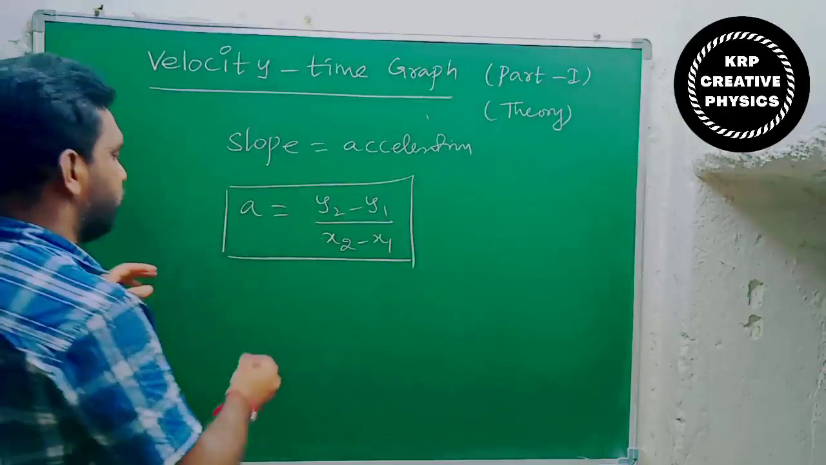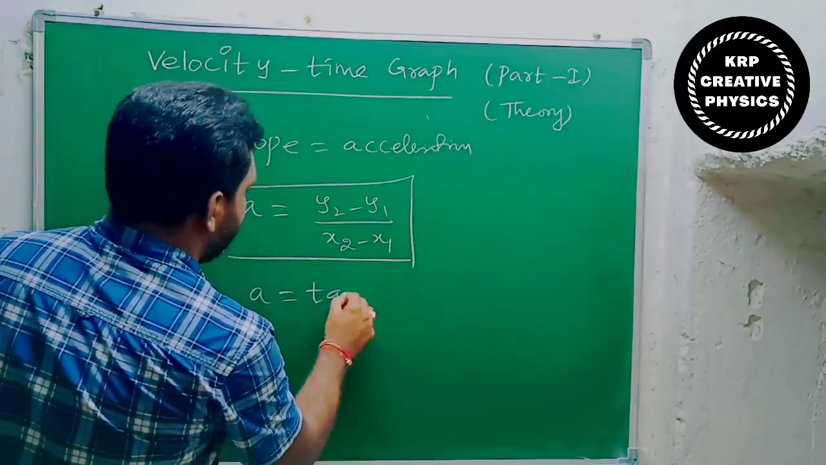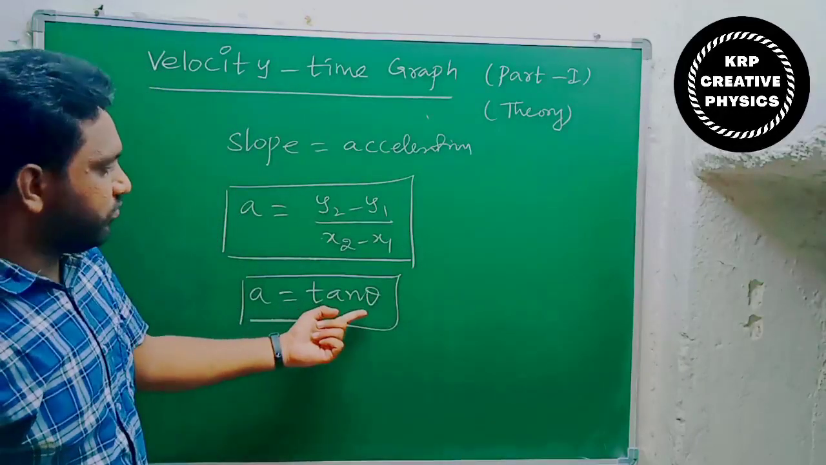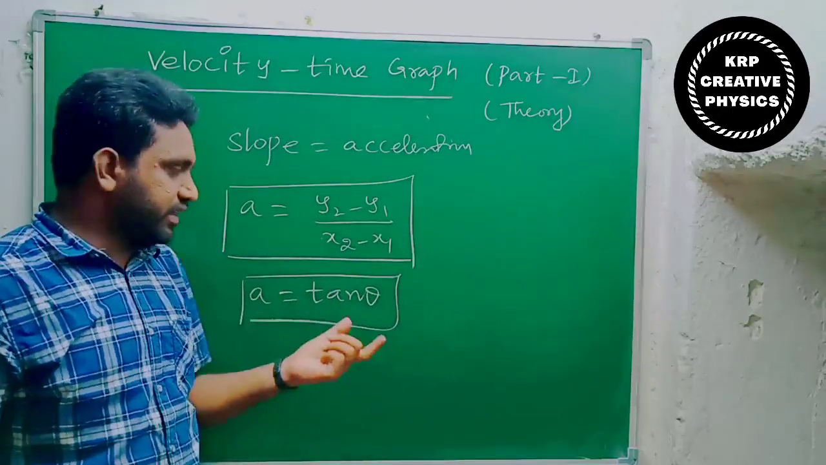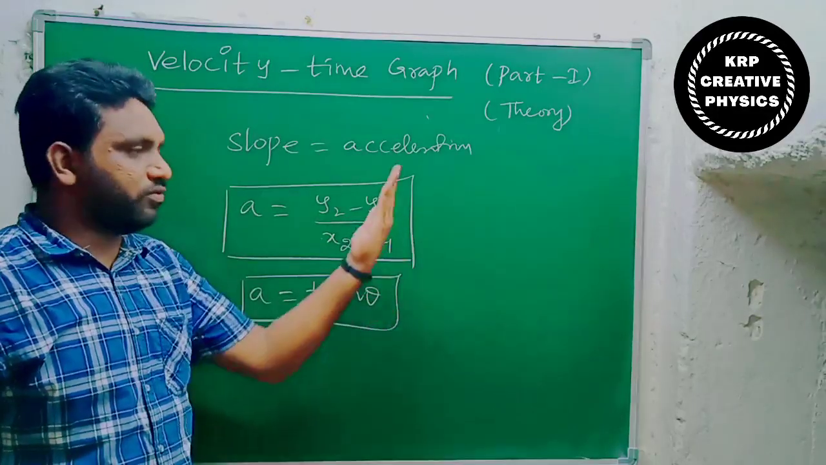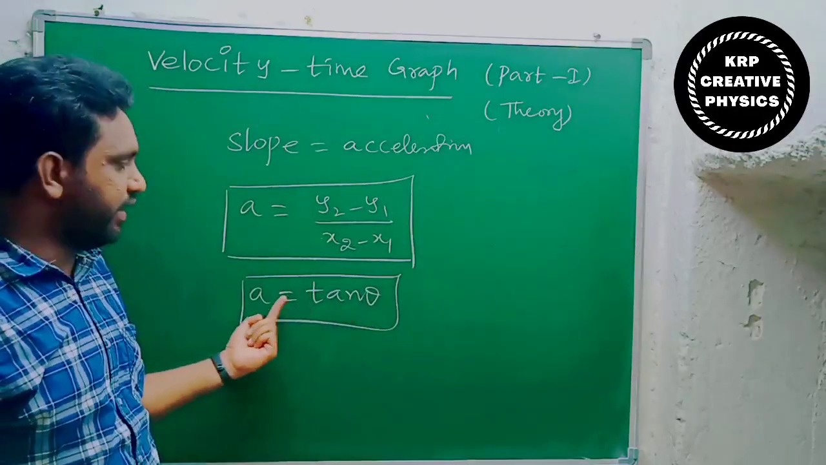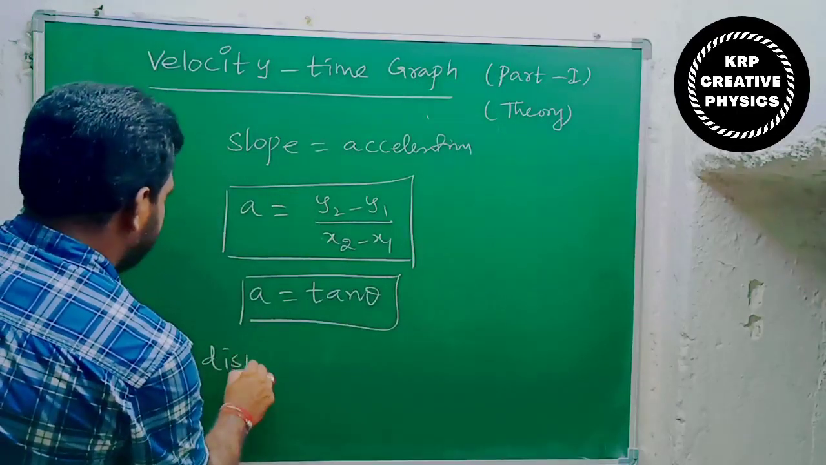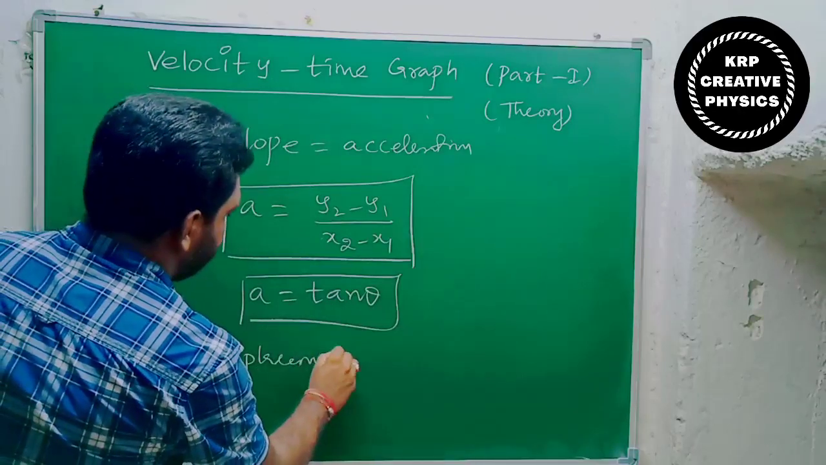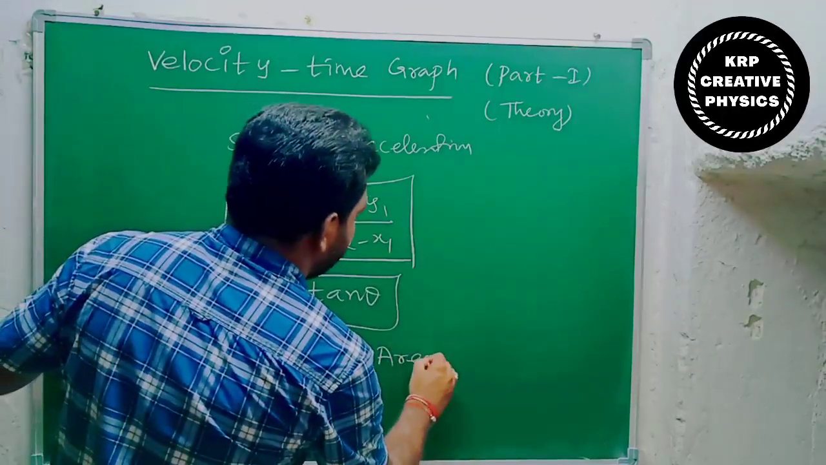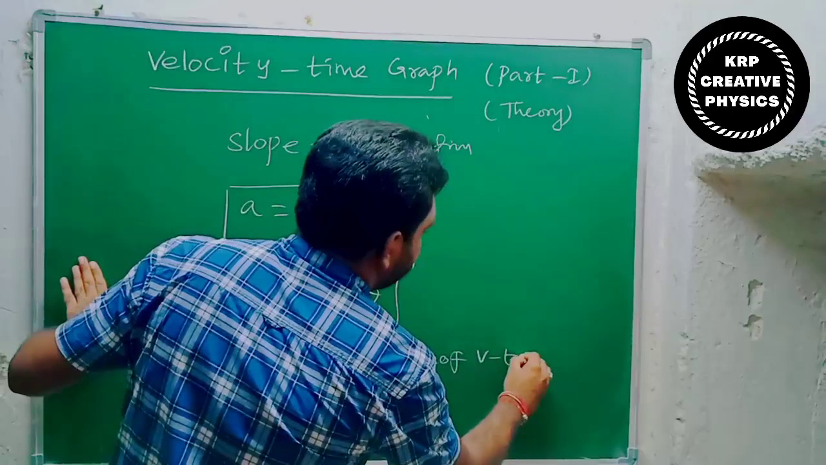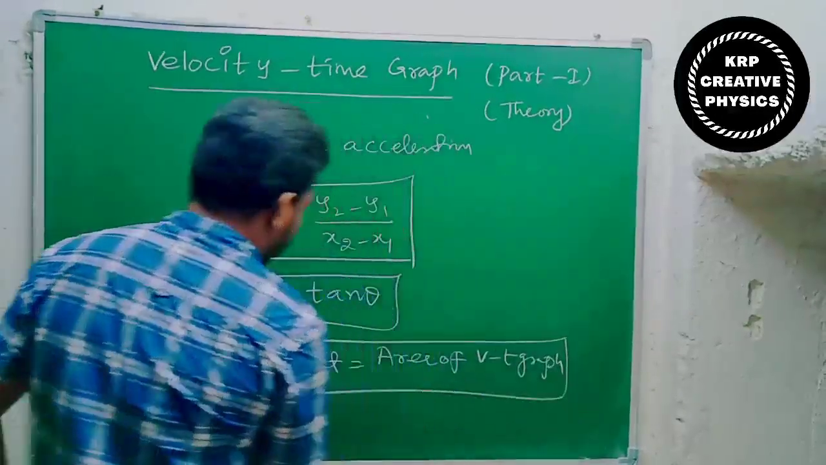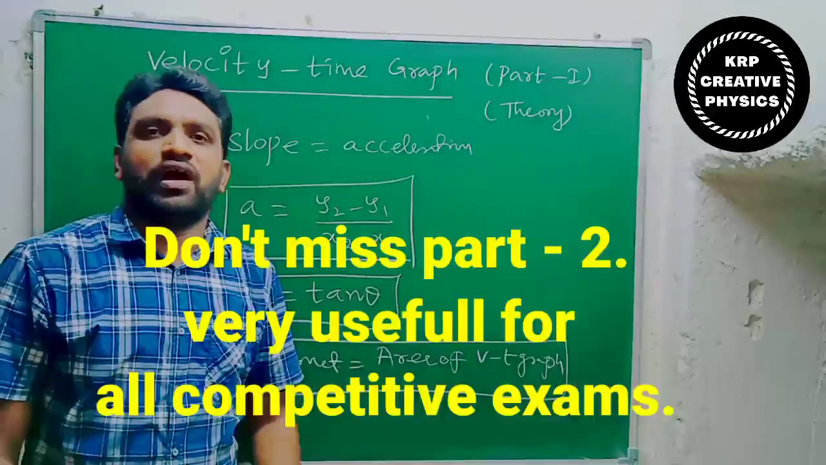We have one more formula to find acceleration, that is a equals tan theta. We need to use this formula when the angle is given with respect to the x-axis, that is the slope; then we use a equals tan theta. And with that we have one more formula to find displacement: displacement equals the area of the VT graph. These are the three formulas. With the help of these three formulas, we are going to solve the problems in our next video.